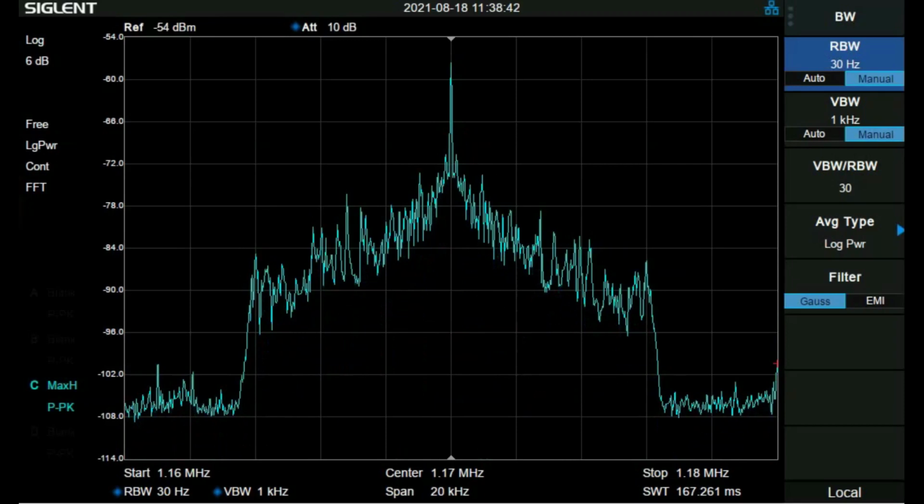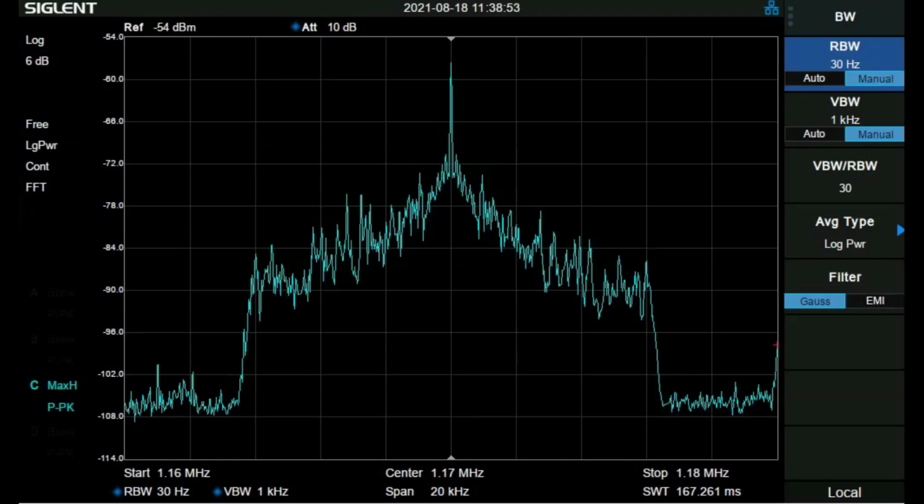So the total span width there then is 20 kilohertz, so probably about 15 kilohertz of that is where the signal is. And certainly for an amplitude modulated signal, you can see pretty clearly that we have the same information in both the upper and the lower sideband.